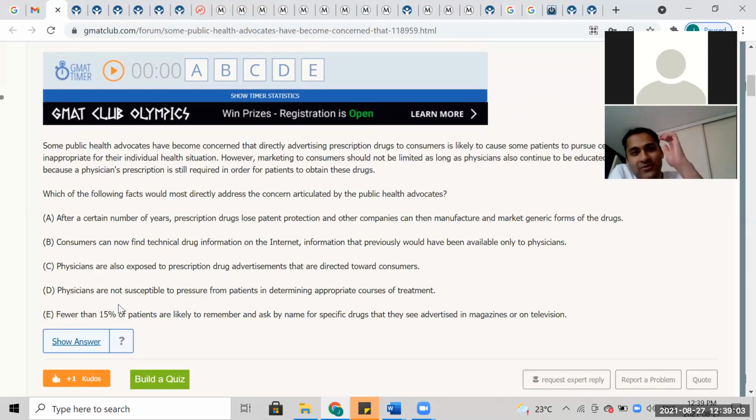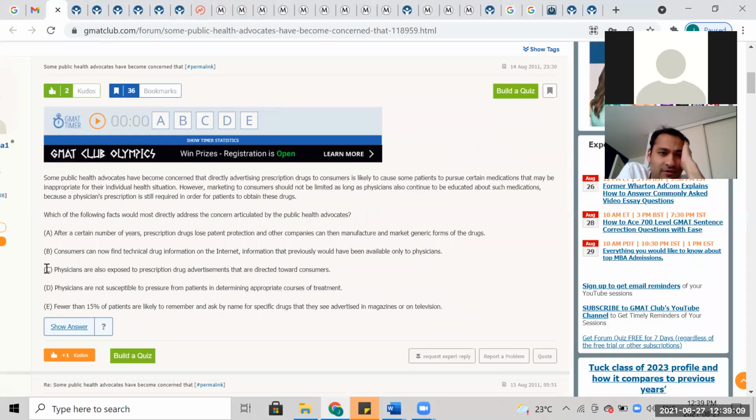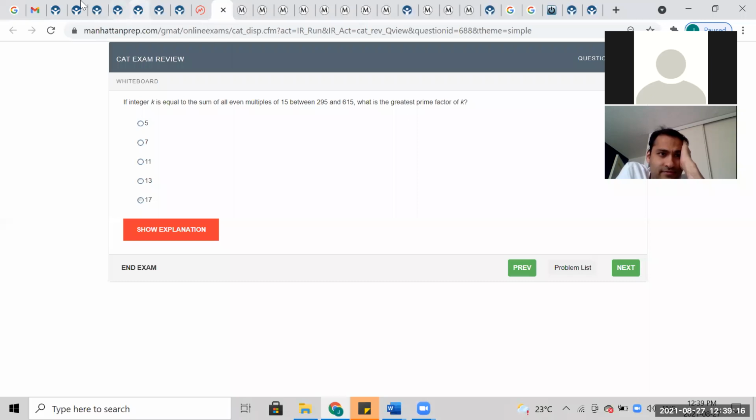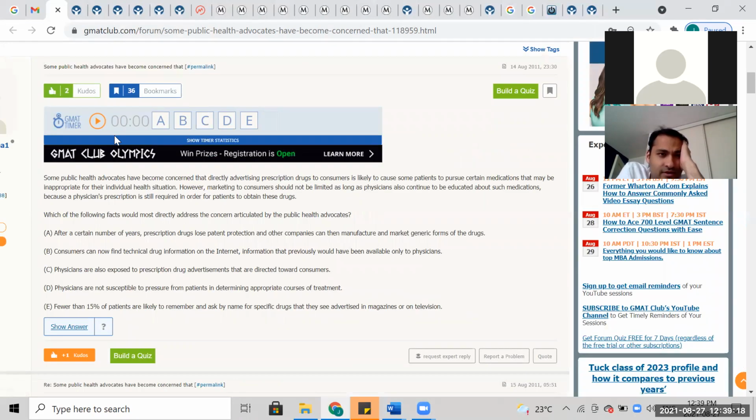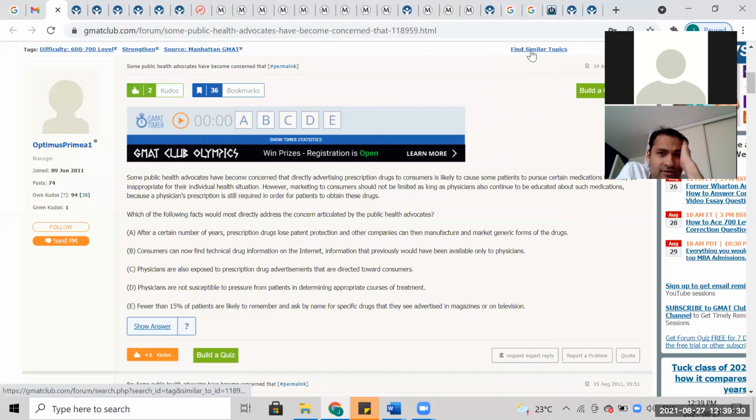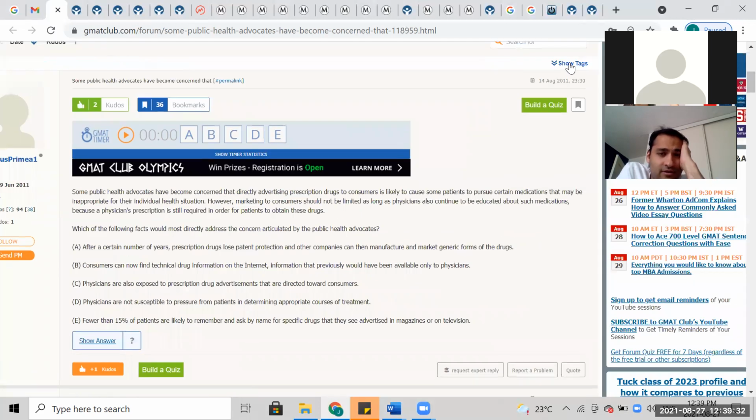Yeah, I can see why you got that 720. I think I had selected C on this. Yeah, it was too much text and I guessed on this one, I think. C was actually close, but what is the statistics on this one? It's not too hard, actually. 600 level, yeah, it's not that hard.